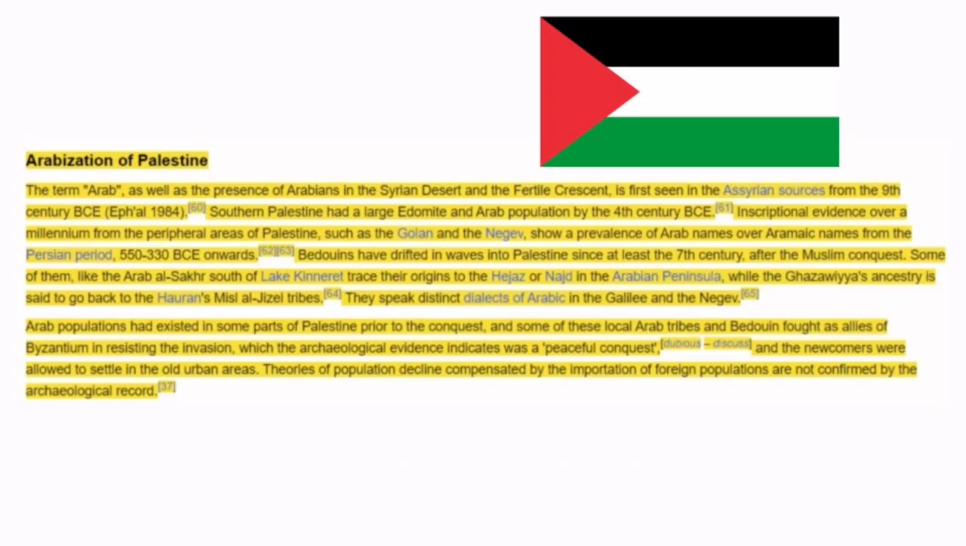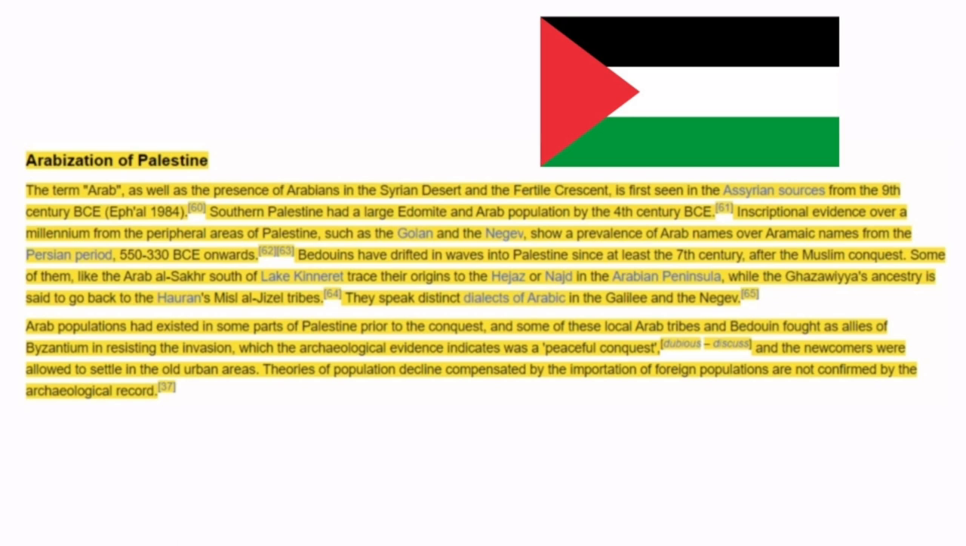Arabization of Palestine. The term Arab, as well as the presence of Arabians in the Syrian desert and the Fertile Crescent, is first seen in the Assyrian sources from the 9th century BCE. Assyrian documents recorded the presence of Arabs in the Syrian desert and Fertile Crescent. Southern Palestine had a large Edomite and Arab population by the 4th century BCE. The Edomites and the Arabs lived together.